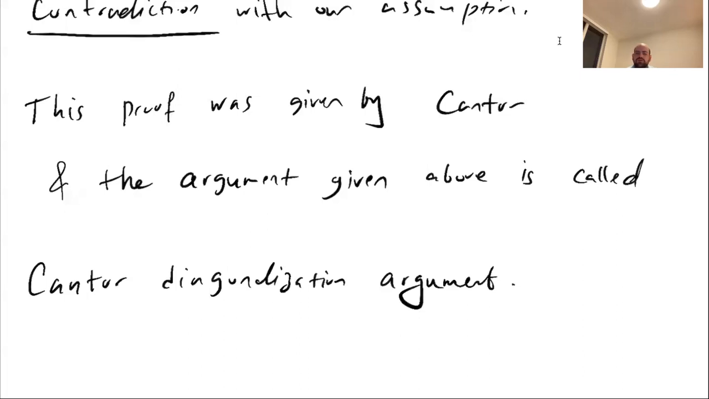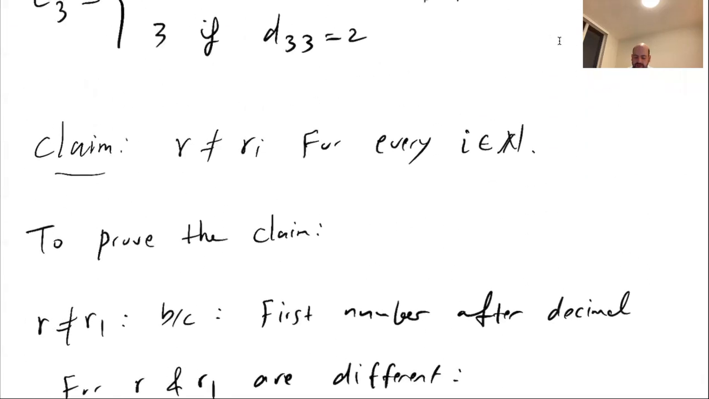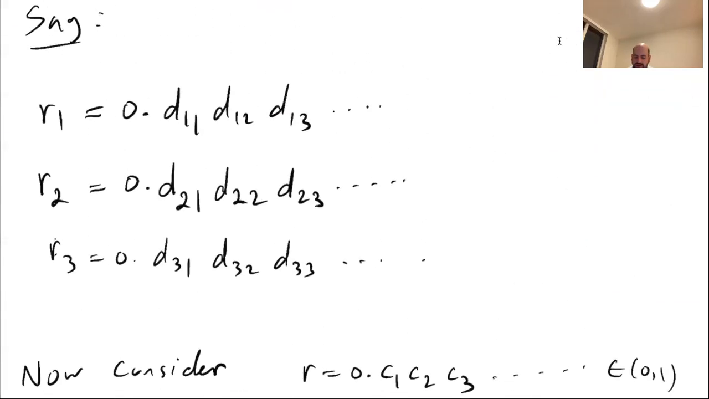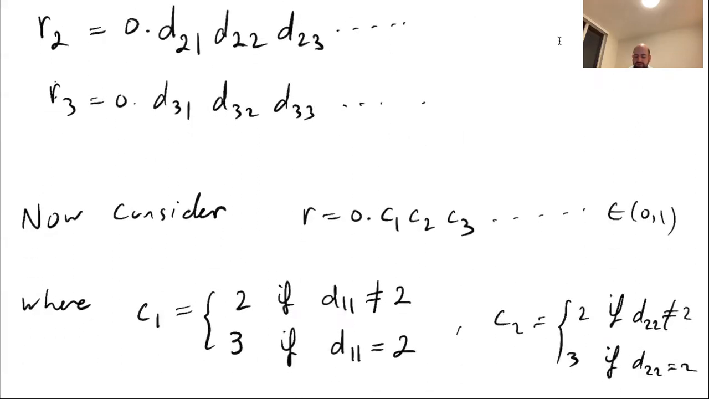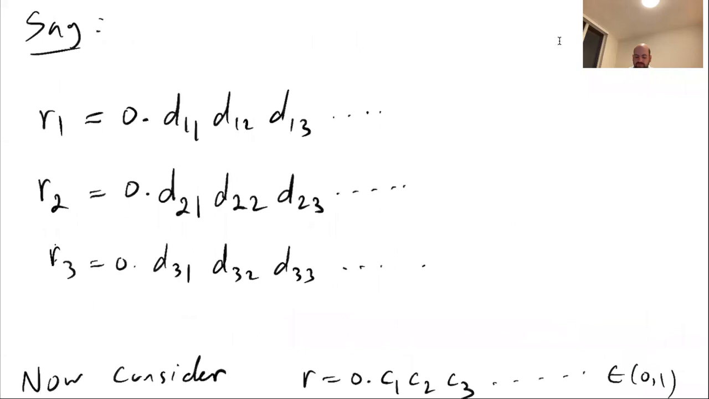Cantor diagonalization argument, because we are looking at the diagonal elements, right? Remember, each Ri had many decimals in the decimal expansion, but when we wanted to construct the number R, we looked at diagonal elements. For C1, the first number after decimal for R, we looked at D11, which is the first diagonal element. Then for C2, we looked at D22, second diagonal element, then D33, third diagonal element, and so on.